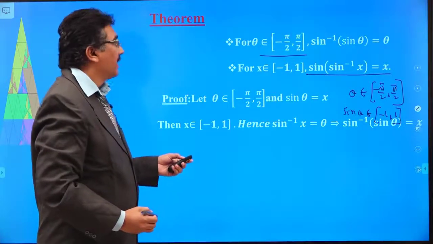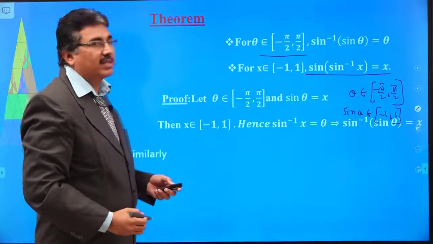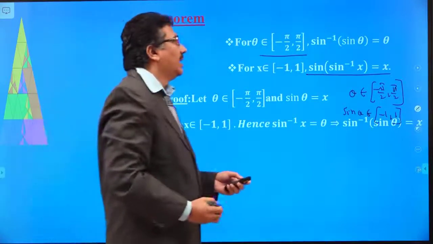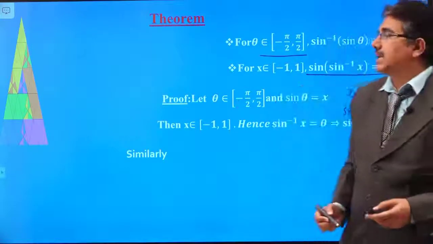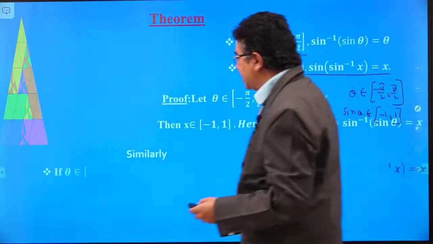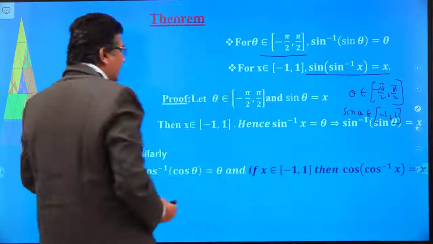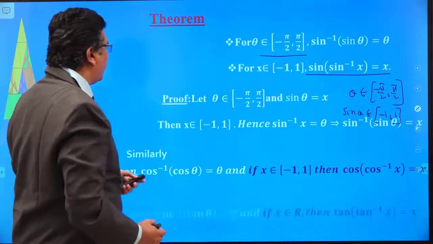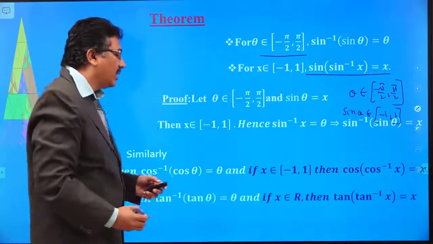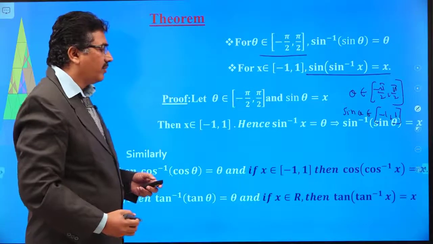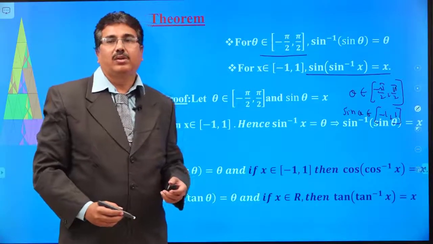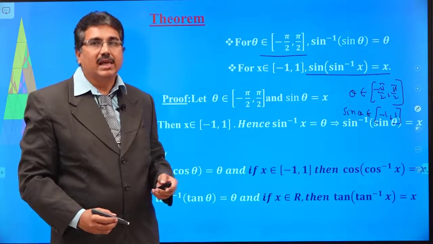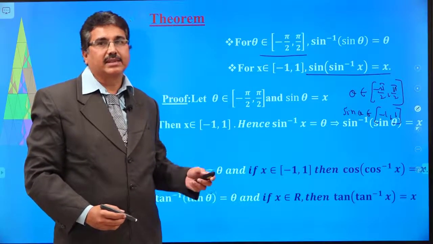Similarly, cos inverse of cos theta is equal to theta, and cos of cos inverse x is equal to x. Tan inverse of tan theta is equal to theta, and if x belongs to R, then tan of tan inverse x is equal to x.